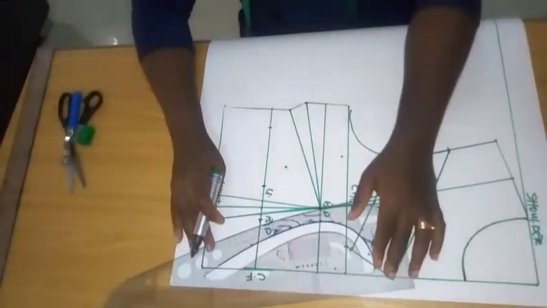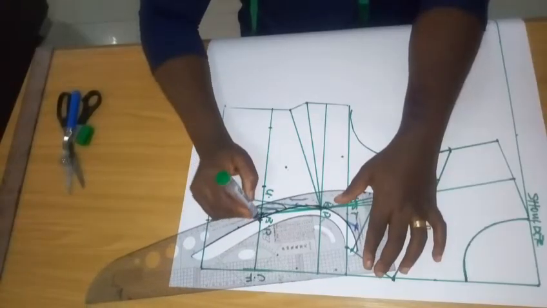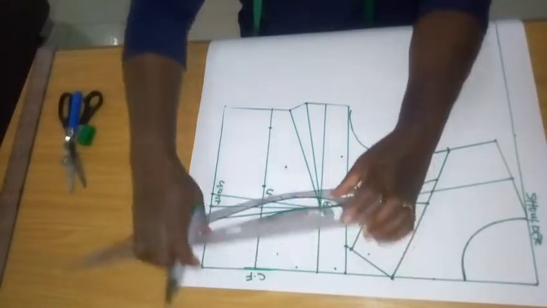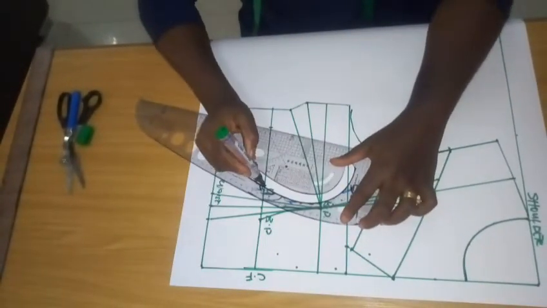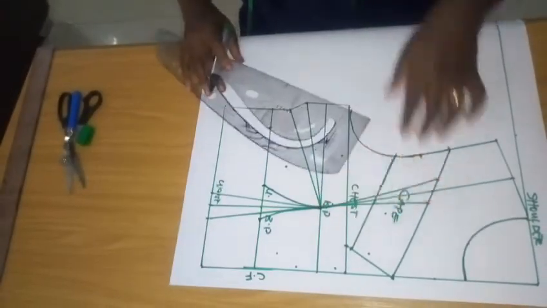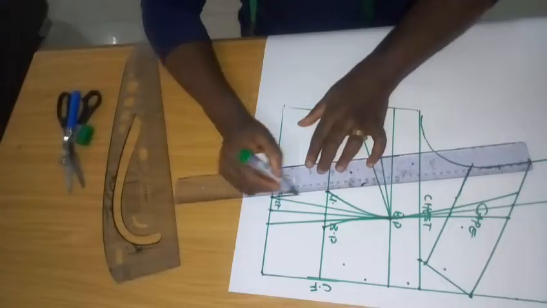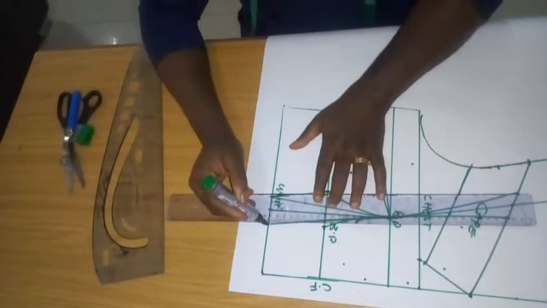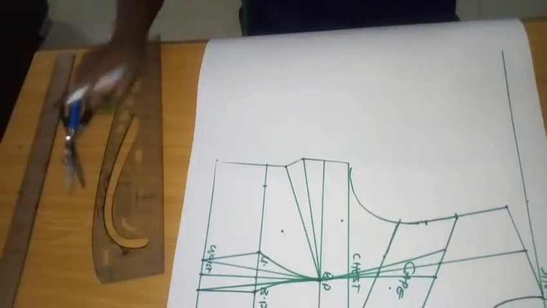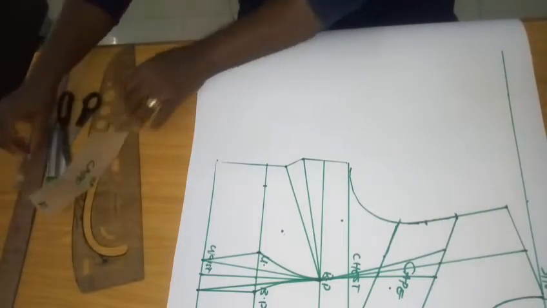So now I'm placing the inner curve of my curve ruler. I'll place it at this point on the center front to the bust point, and I flip it over once again from the side to the bust point, and I return it back to the waistline. Okay, all right people, and it's as simple as this, and we are done with this cape dress.